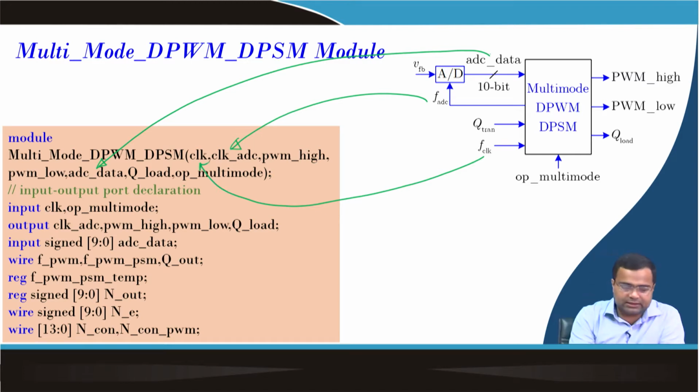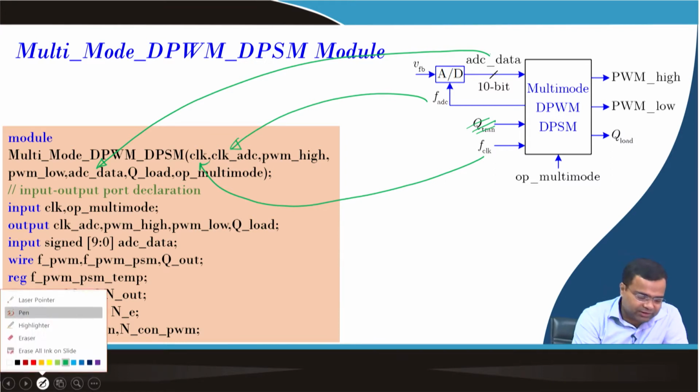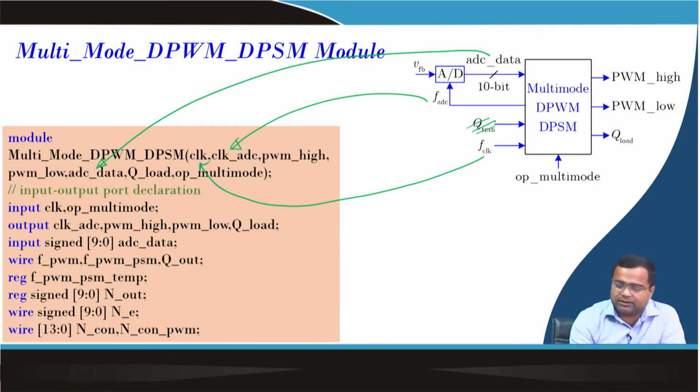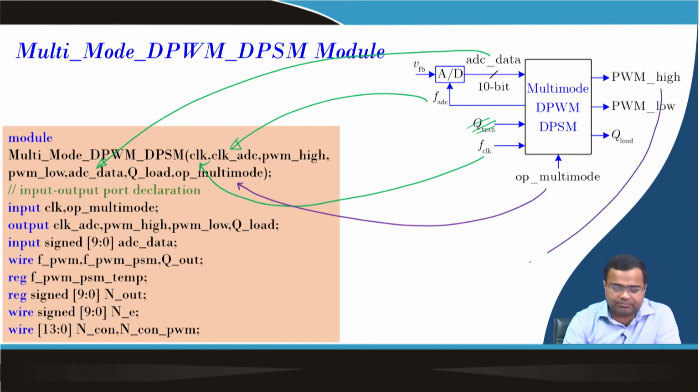Then Q transient, we are not giving this option here. It was set for load and reference transient, but since we are taking only load transient, this option we are not considering for this particular case. Then we are talking about this Q load, the mode option. So, this is the mode option. Then PWM high is okay.